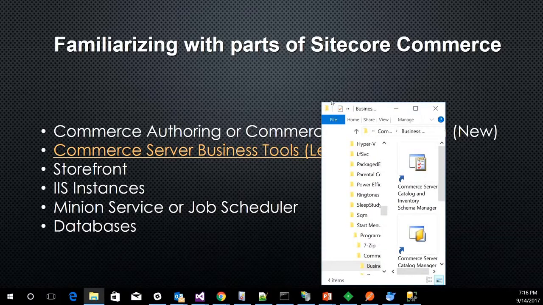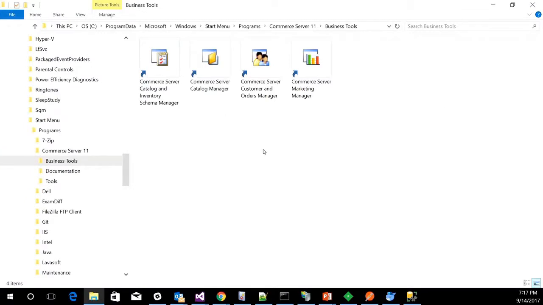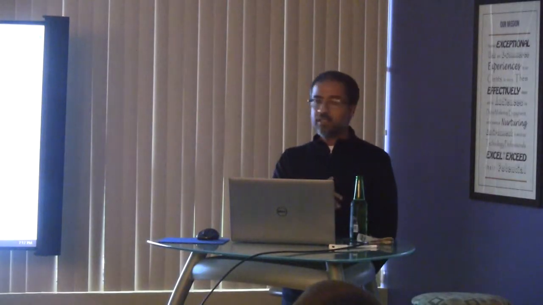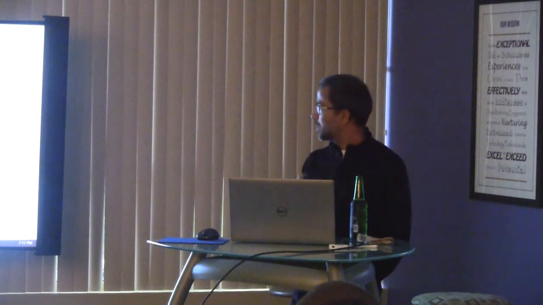So what is still there that they are using from the commerce server side? Not everything is available now in Sitecore. So if you see, there are business tools in Commerce Server. They are still in use. Okay, so the Catalog Manager: some part of catalog management is in Sitecore, and some part of it is still in Commerce Server. They couldn't do everything there.